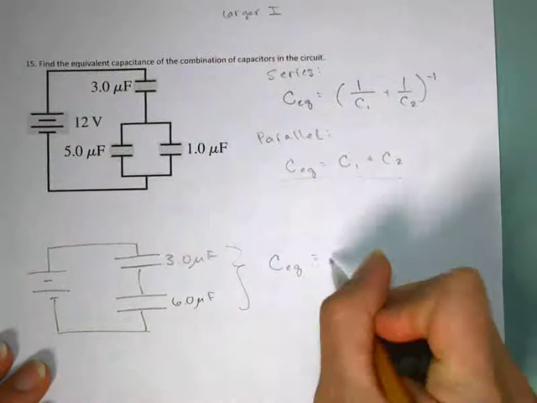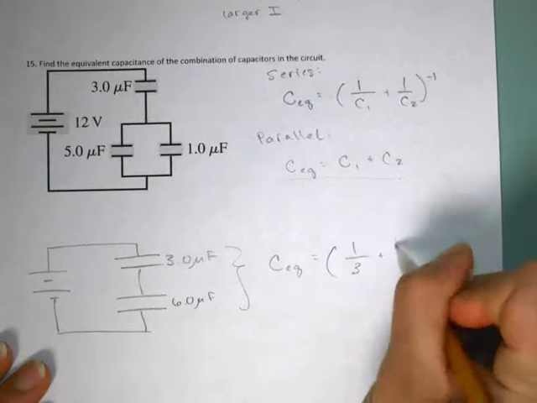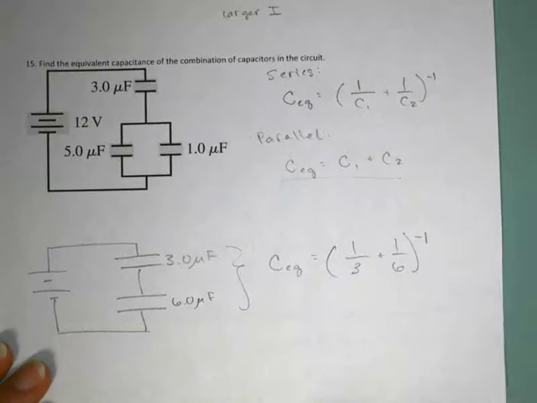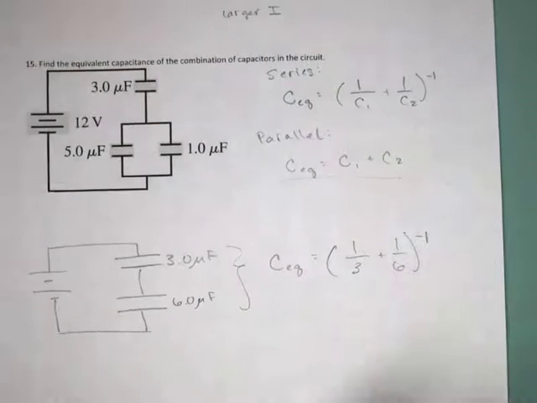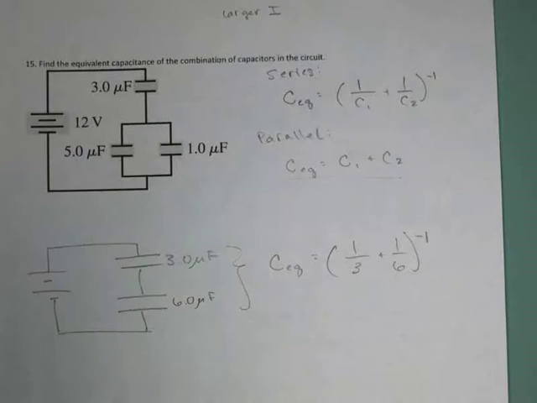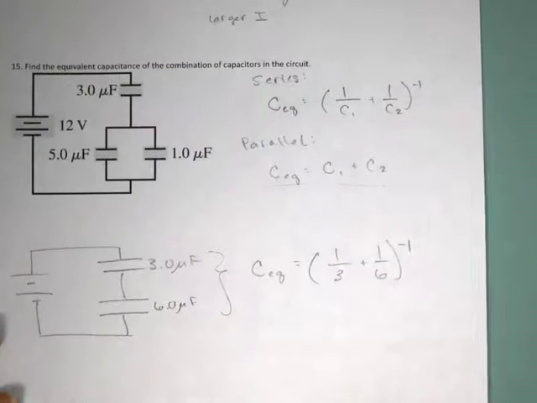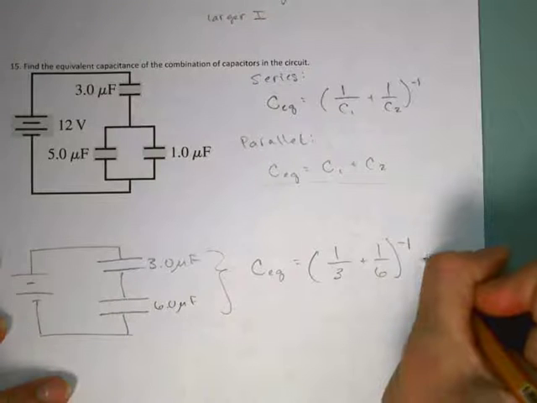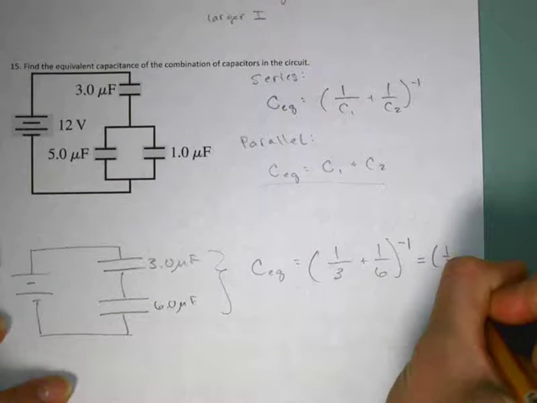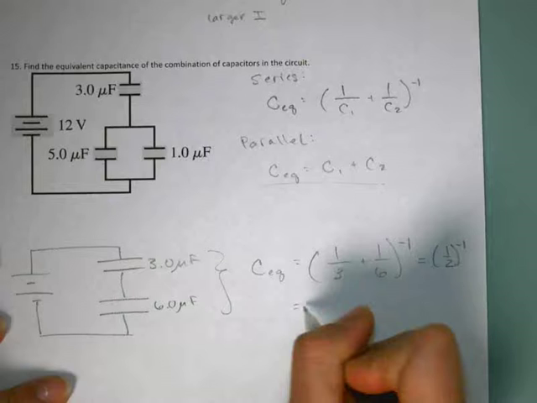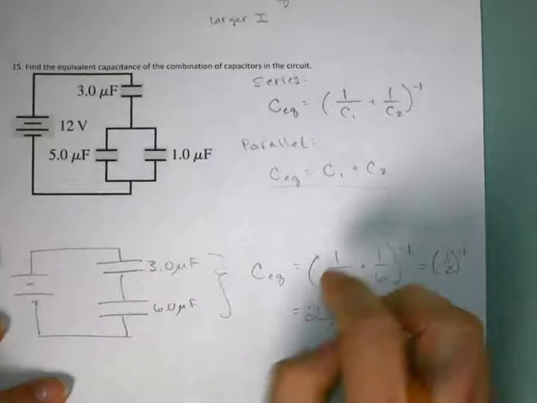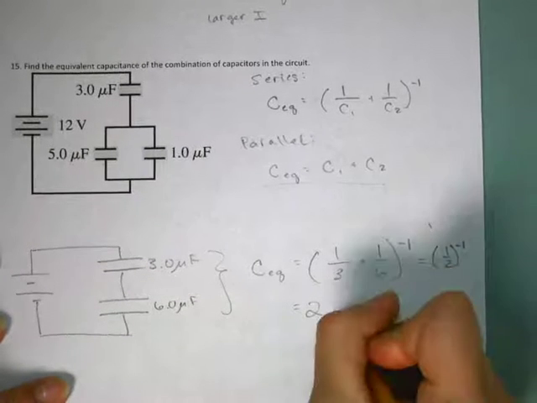So the equivalent for the entire circuit is going to be 1 over 3 plus 1 over 6 to the -1. It's definitely a good idea to practice doing this on your calculator. I'm sure you've done it plenty of times at this point, but it still manages to mess up a lot of people. So if I do this in my calculator, I get 1/2 to the -1 power, which is 2. And I should write that to 2 sig figs.